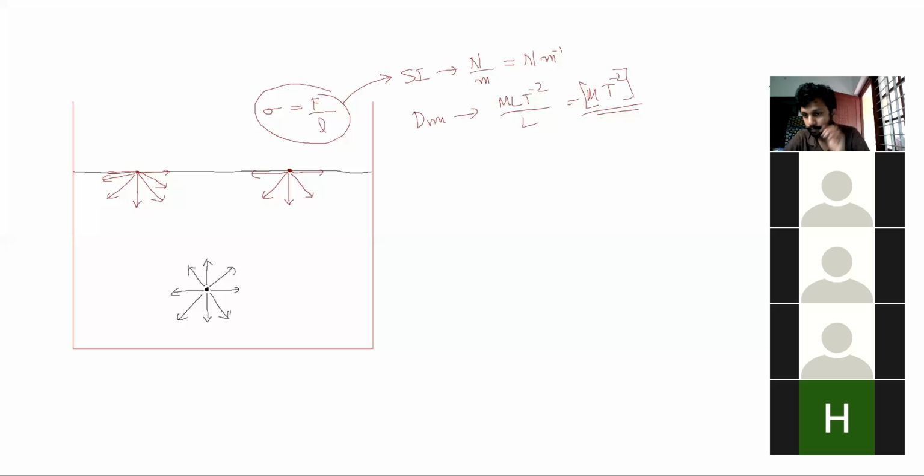Okay, then as the next example, have you seen a leaf?